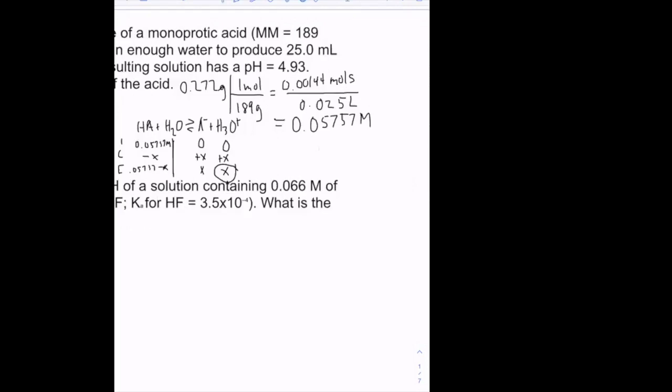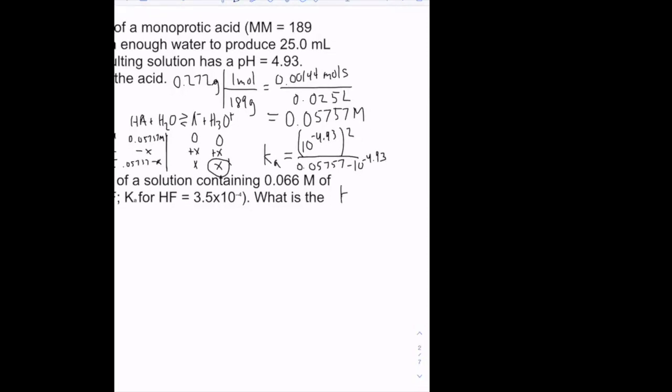So I'll move that over here while I have a little room. We have that Ka equals 10 to the negative 4.93, and I'm just going to square that because we end up having x squared over here, since it's two x's times each other, divided by 0.05757 minus 10 to the negative 4.93. And that gives us a value that Ka equals 2.40 times 10 to the minus 9th.